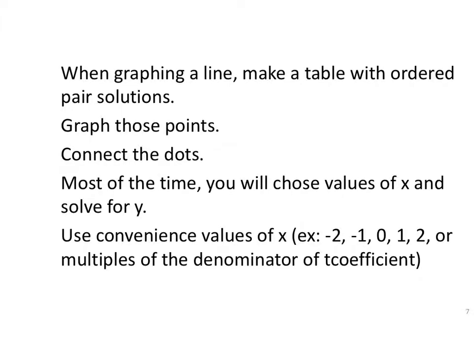When graphing a line, make a table with ordered pair solutions. That's what we just saw. Now, if you're making your own table, again, you only need really 3 points in the table. Graph those points, connect the dots, bam, and you'd be finished. Most of the time, we get to choose values of x, and then we'll solve for y. However, it is possible, just sometimes, that you'll choose values of y and then solve for x. But it's kind of rare to do that.